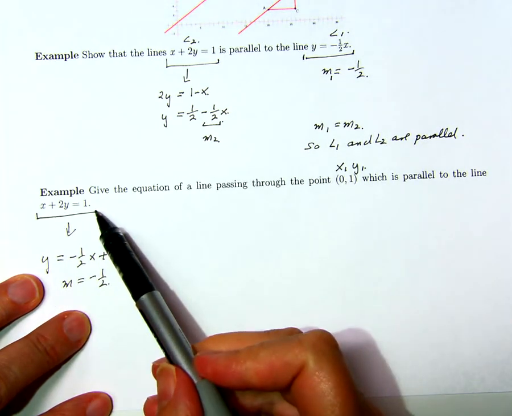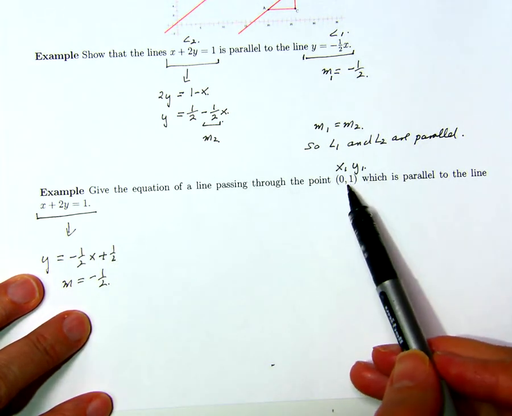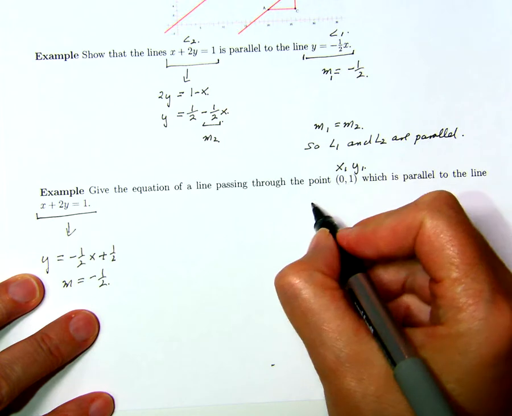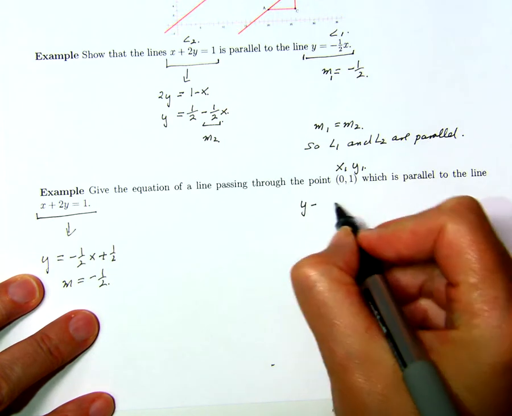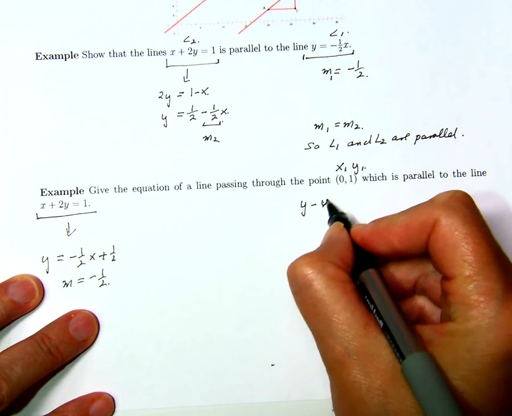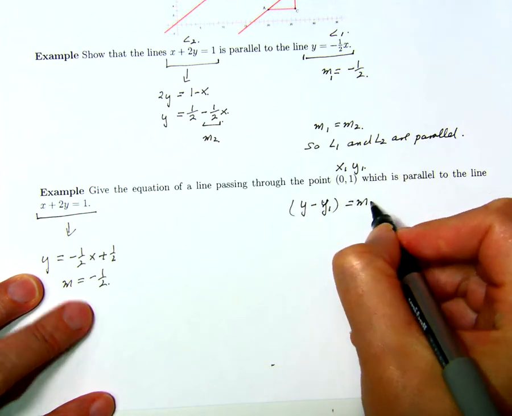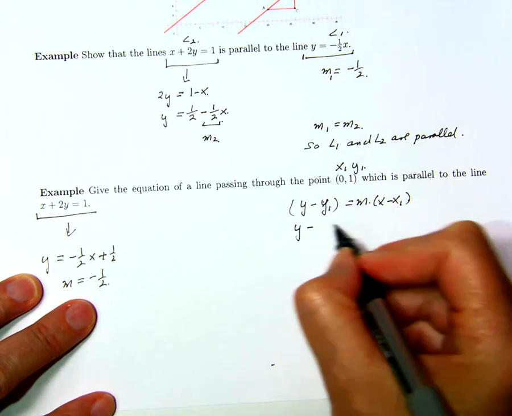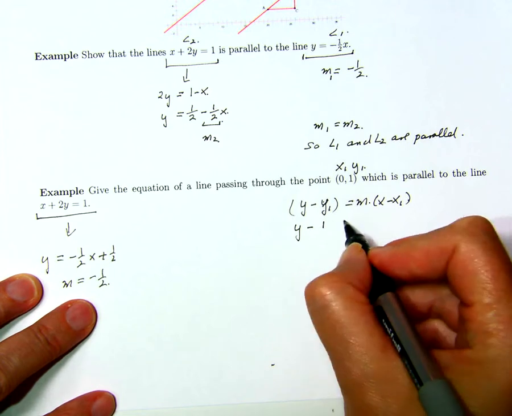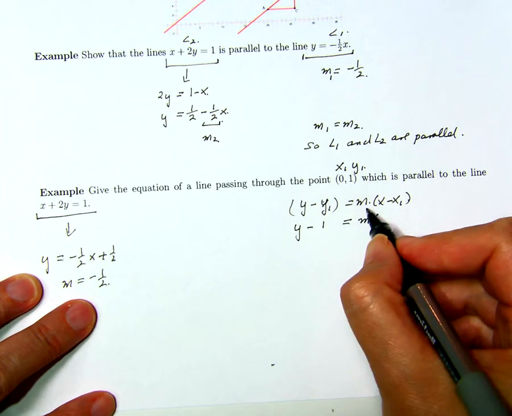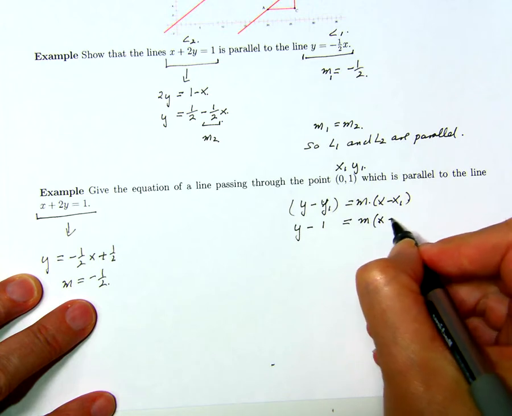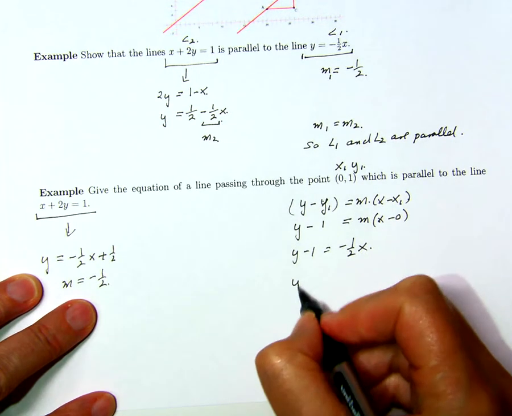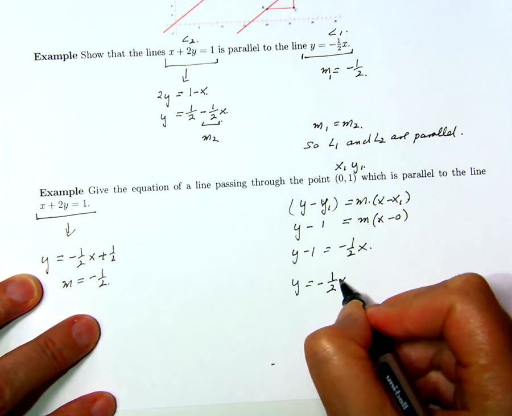That one is parallel to the line we're looking for, and the line we're looking for runs through 0, 1. So I'm looking for the equation of a line that runs through the point 0, 1 and has slope -1/2. And filling in the details in our equation, I get that y minus 1 equals m times x minus 0, or y minus 1 equals -1/2 x, and y equals -1/2 x plus 1.